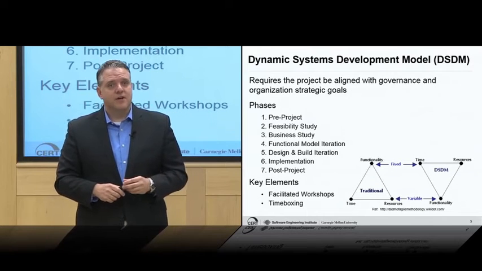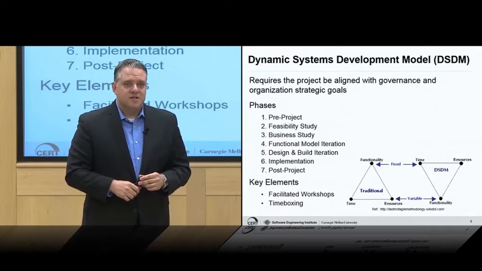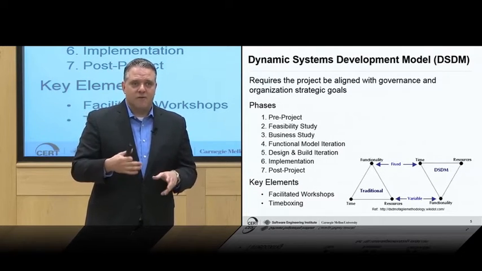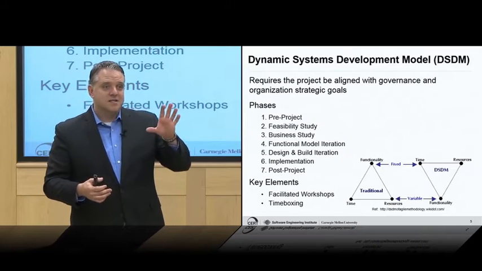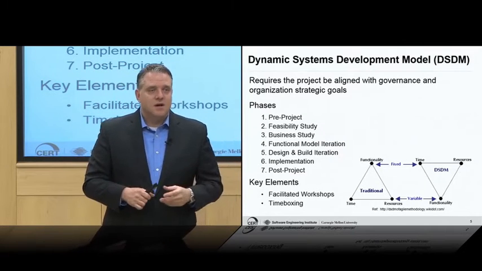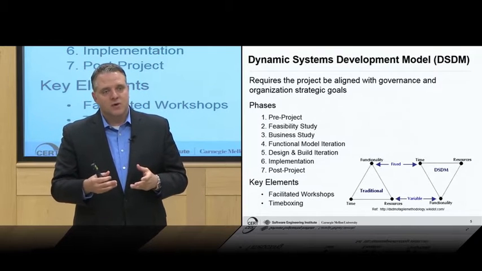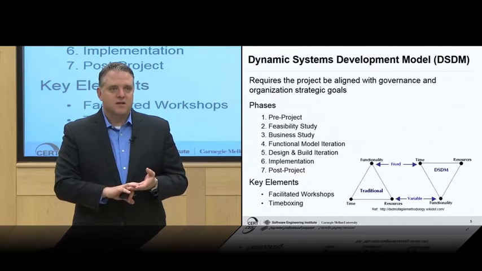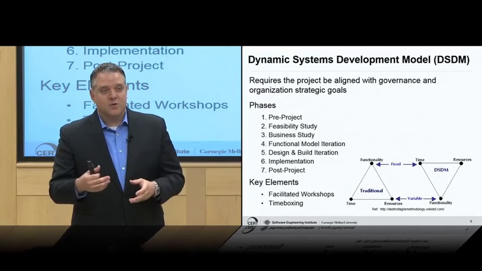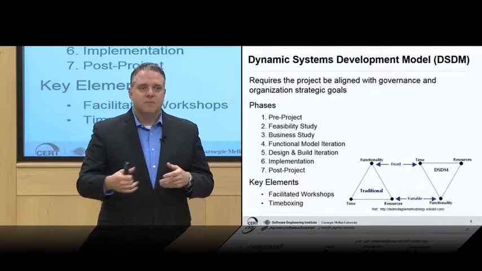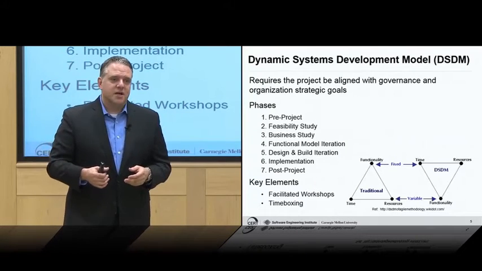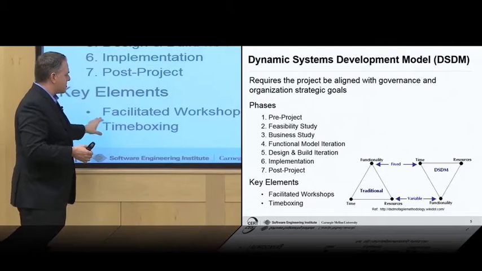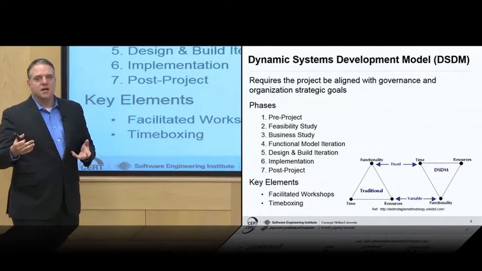The Dynamic Systems Development Model, DSDM, requires that a project be aligned with the strategic goals for governance and organization. It's got 7 phases as opposed to Scrum's 5 or so, where you're going through feasibility studies, business case studies, functional model iterations, designing and building iterations, actual implementation of it, and then post-project. If you see topics or concepts like facilitated workshops or time boxing, you know you're in a DSDM model.